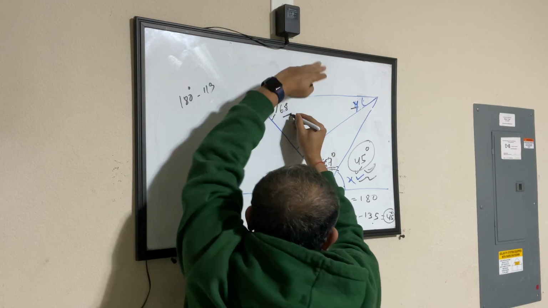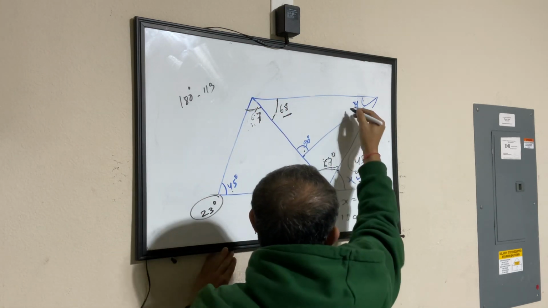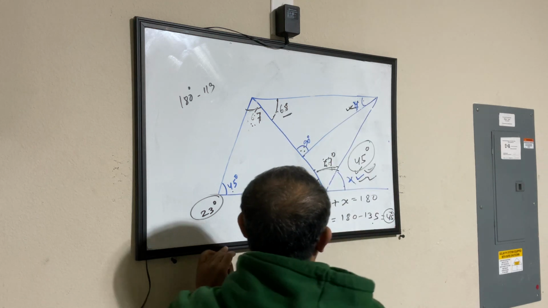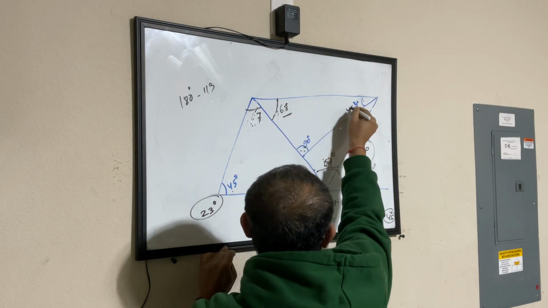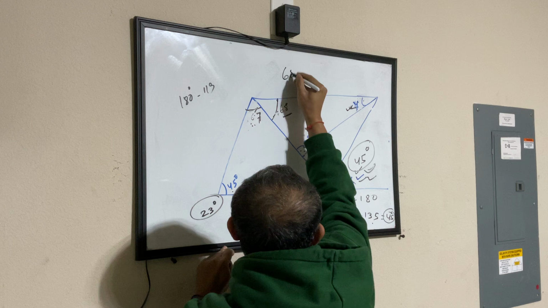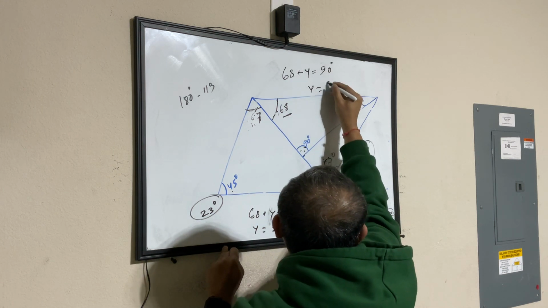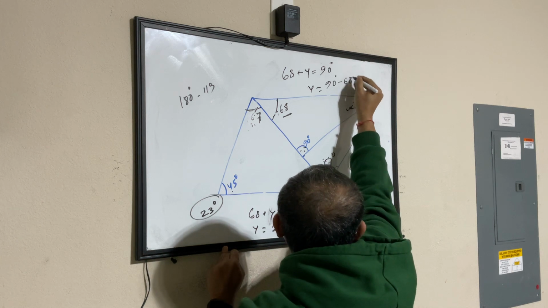If this is 68, this is 90, we have to just find out how much is this one. So this plus this is 180. This is already 90. So this plus this is 90. So this will be 68 plus y equal to 90. y equal to 90 minus 68, which is 22.